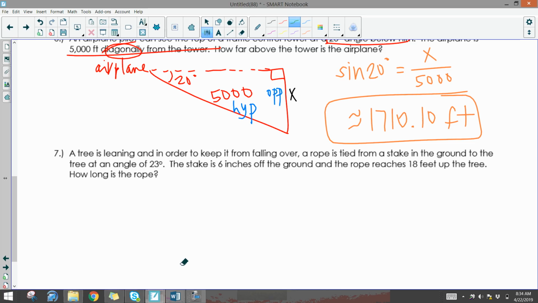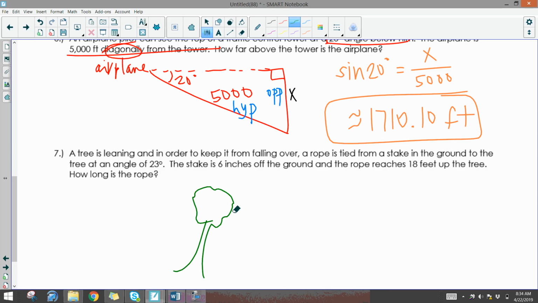So let's see if I can draw a leaning tree. I'm really good at straight up trees, but we have a leaning tree. There we go. It's kind of leaning. And to keep it from falling over, a rope is tied from a stake in the ground. So you guys think about it.